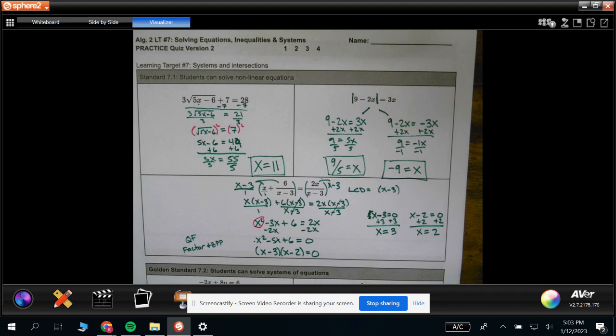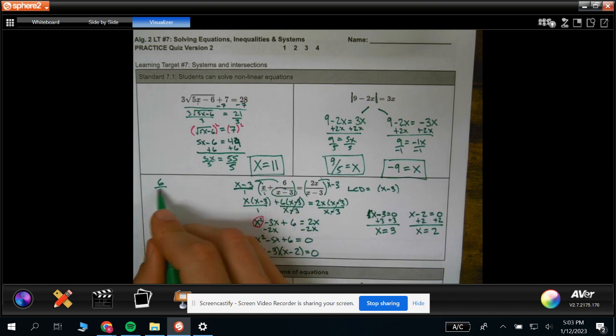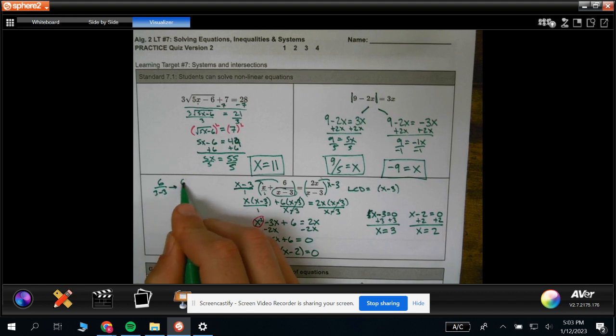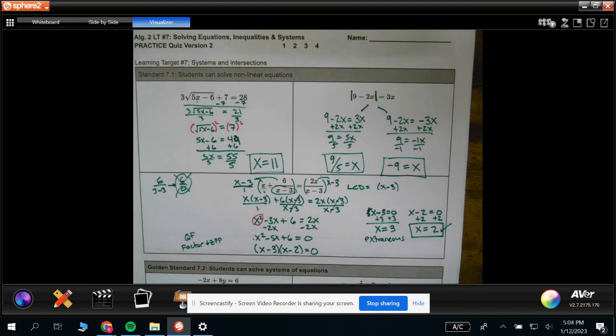Okay. So from there, I need to check, are either of these answers extraneous? Extraneous means it doesn't work if I put it back. Well, if I put x equals 3 back, 3 plus 6 over 3 minus 3. Alarm bells should be going off. 6 over 3 minus 3, that's like 6 over 0. I cannot divide by 0. So this one is extraneous. So our only answer is x equals 2. That's our only answer, x equals 2.